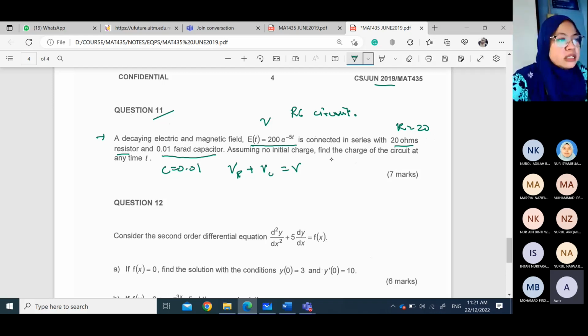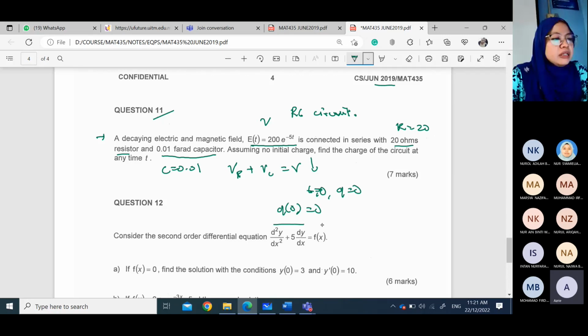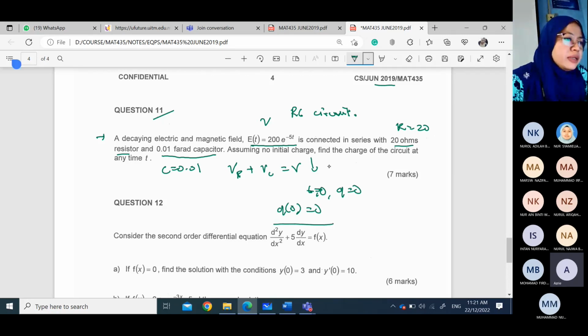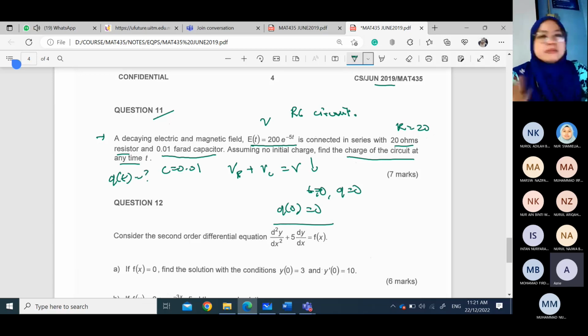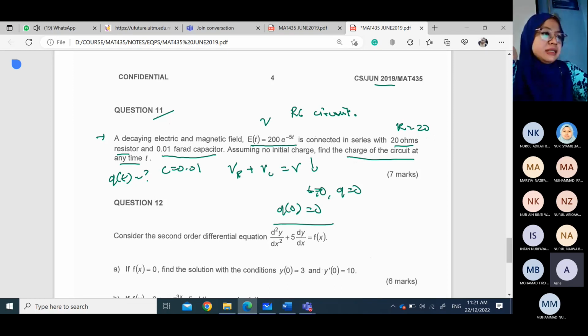Next, assuming no initial charge. So we can say that when t equals 0, the charge is 0. We assume Q at t equal to 0 is 0. This is our initial value. Next, the question asks you to find the charge of the circuit at any time t. So we need to find Q at any time t. The symbol for charge is Q, and current is I. So now we need to find Q of t. Alright, any questions so far?